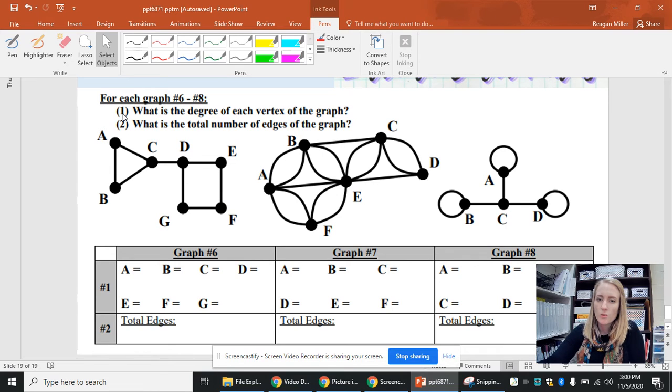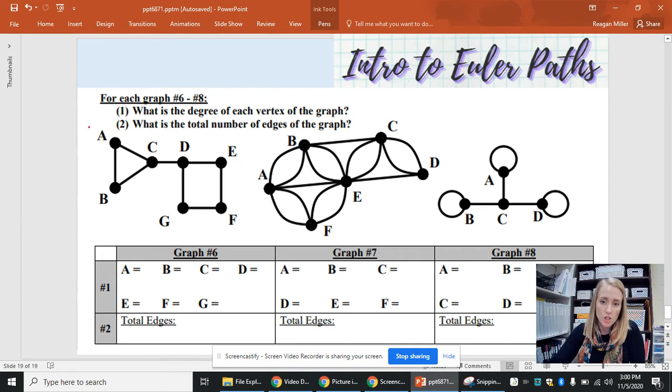Question number 1 asks you, what is the degree of each vertex of the graph? Just a suggestion, when you're doing this and it doesn't give you A, B, C, D, E, F, G, or if you just need to label paths, you could only circle ones that have odd degrees. That was a suggestion that Mr. Dietz gave us today during class.